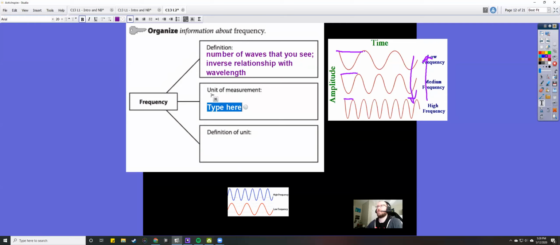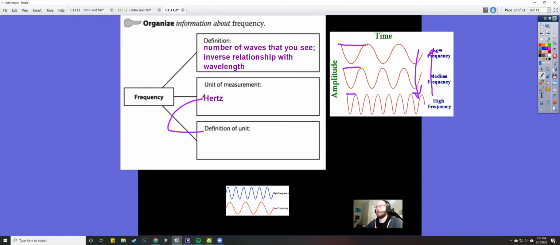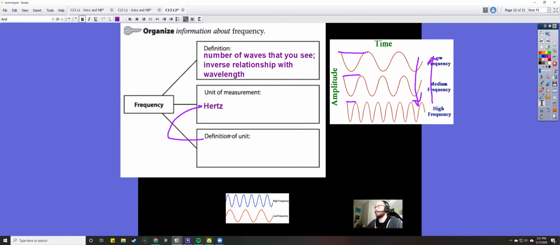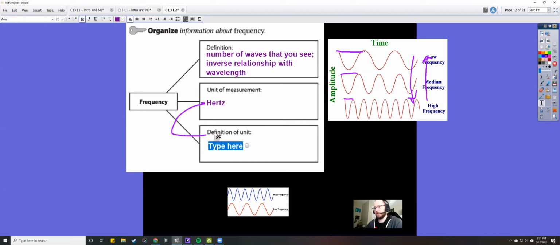For the unit of measurement, the SI unit for frequency is called the hertz. It is named after the guy that figured out the calculation, which we'll talk about later. And so the definition of the unit for the hertz is really easy. It's the number of waves per second. So the number of waves per second will give you the number of hertz there are in your wave.